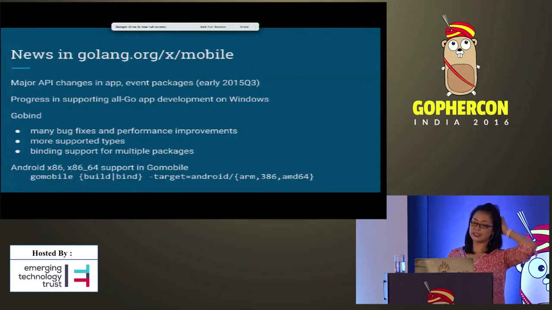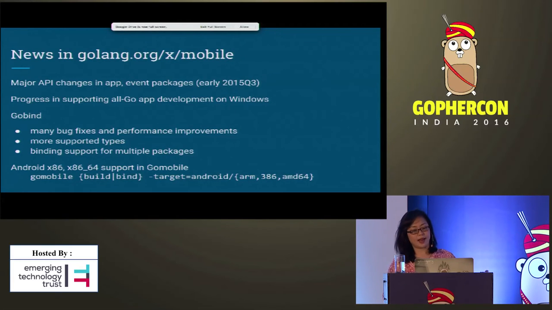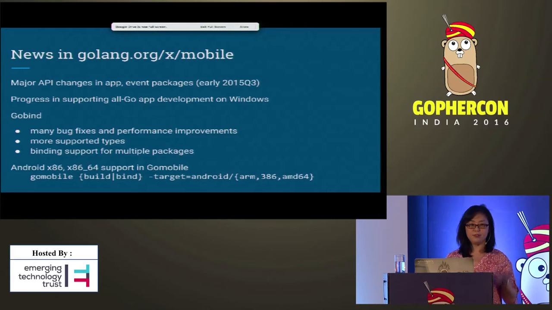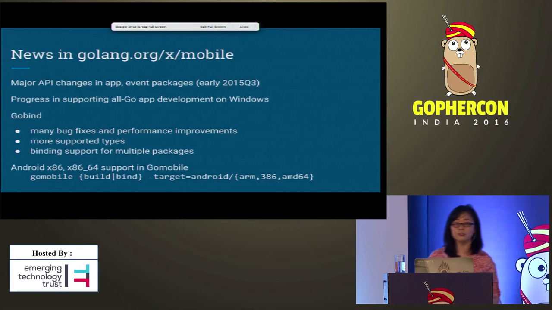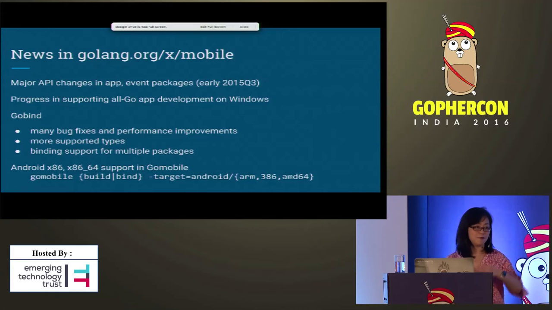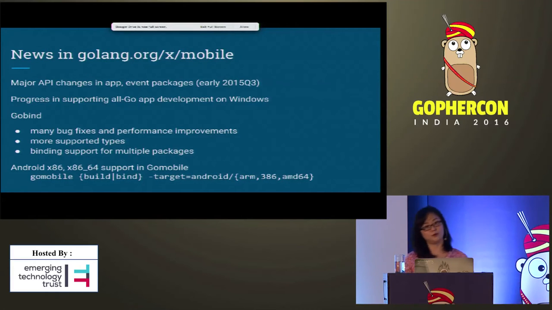Okay, and this is the last slide, and I want to deliver some news about the mobile sub-repository. In the third quarter of 2015, we made major API changes in the app and event packages. The goal is, obviously, to improve the API and make it more flexible. Also, we are currently working on a general UI package called Shiny. Eventually, we envision that this Shiny package could work as a backend of the app packages. So you develop some UI for Windows, Linux, or whatever, and then you can also use much of that implementation for mobile. That's the idea. We also made some progress in supporting Go app development on Windows.